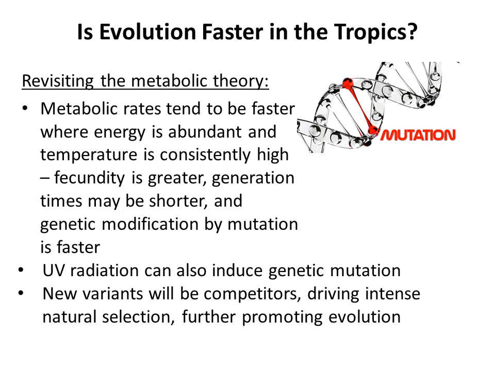And we can link this theory of faster evolution in the tropics back to metabolic theory. We can use metabolic theory to postulate why evolution might occur faster in the tropics. So we have evolution because we have genetic variation to act on, and genetic variation arises through genetic mutations and sexual reproduction. So metabolic rates tend to be faster where energy is abundant and temperature is consistently high, which could lead to higher fecundity or greater production of offspring, shorter generation times, and perhaps faster genetic modification by mutation.